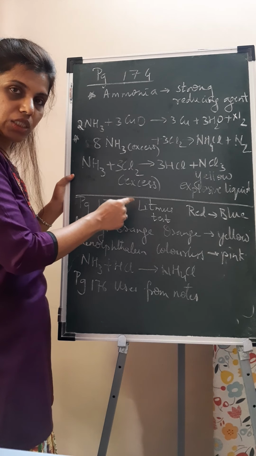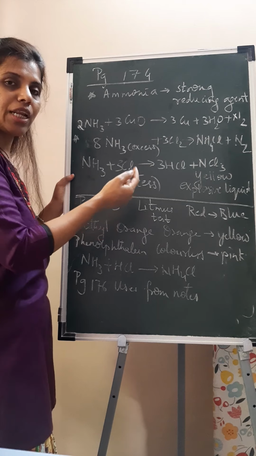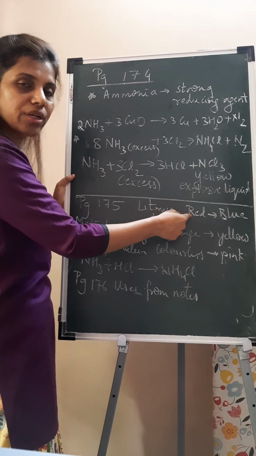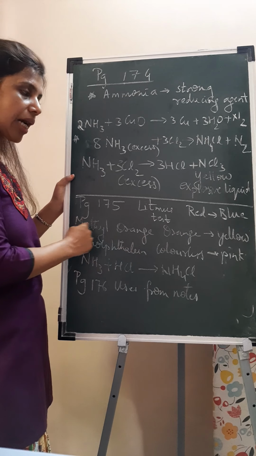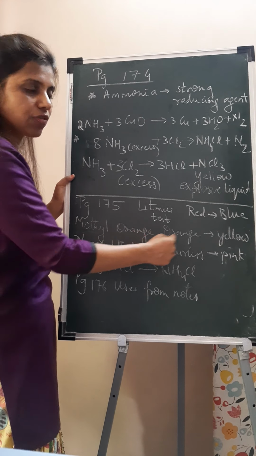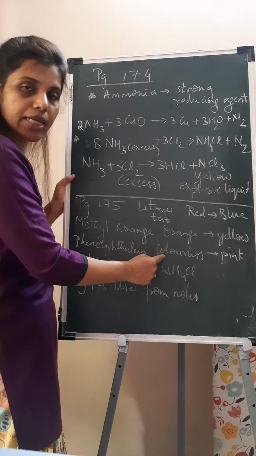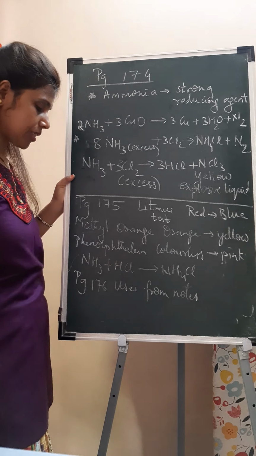After that, page 175, you have to remember what the color change will be when ammonia is tested with litmus paper. It will show red turning blue. Methyl orange, if tested, orange will turn yellow. Phenolphthalein, if tested, will change from colorless to pink.